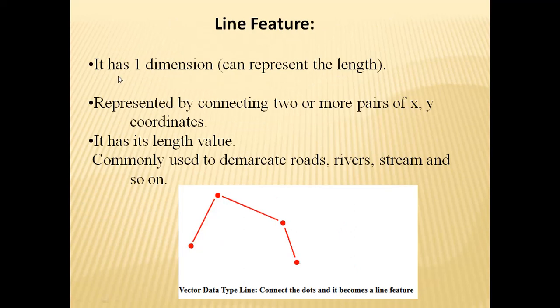Line feature. It has 1 dimension. You can represent the line length, distances, lengths. You can take 2 points and draw the line from one point to another point. This is the line representation, represented by connecting two or more pairs of x and y coordinates. It has its length value, commonly used to digitize roads, rivers, streams, and so on. So line features all come to this category. Connect the dots and it becomes a line feature. This is the vector type data.